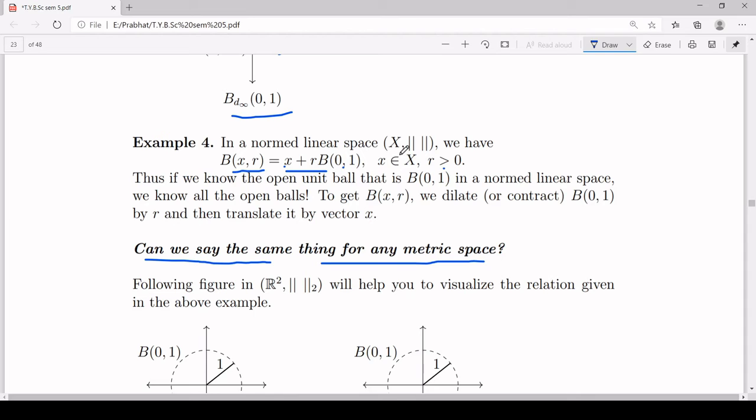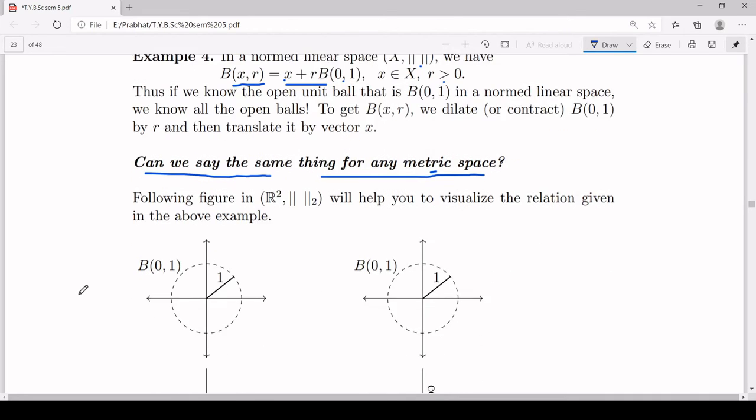Whatever you are doing with a metric space, you are doing with the distance between two points. If you take d(x, y) and d(y, z) and add them, you are adding in the set of real numbers, not in the metric space. A normed linear space is a vector space, so you have this extra tool of addition. Therefore here you have that facility to say that B(x, r) is x plus r times B(0, 1). So the normed linear space is important. You cannot say this for any metric space.